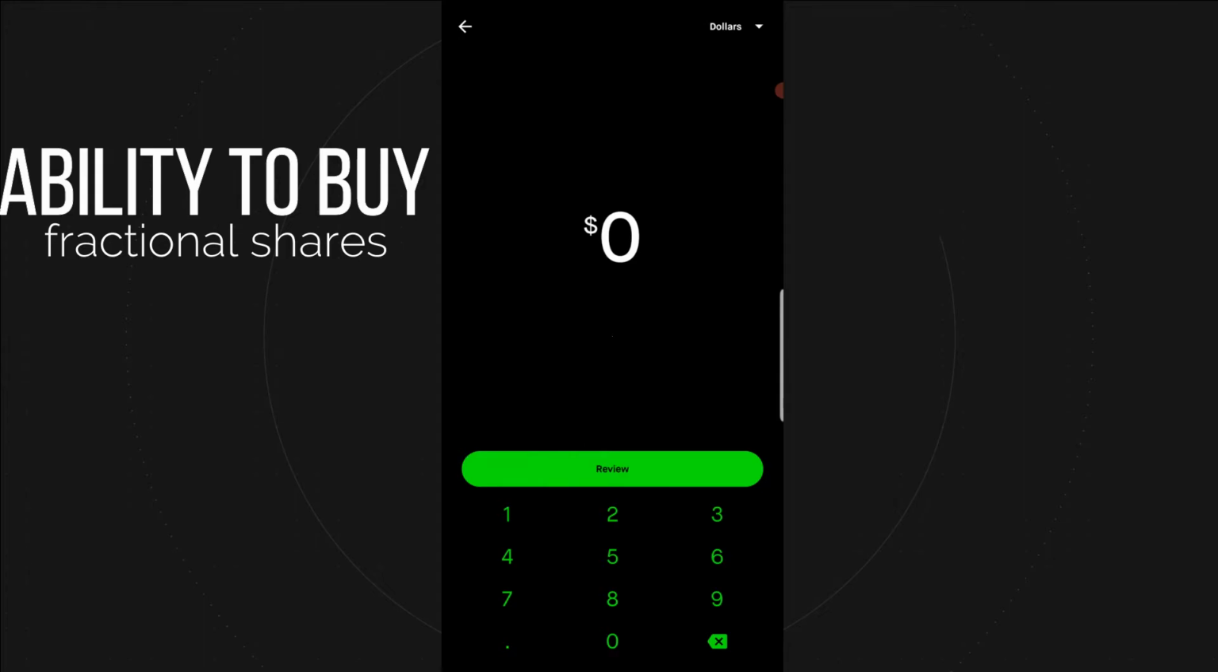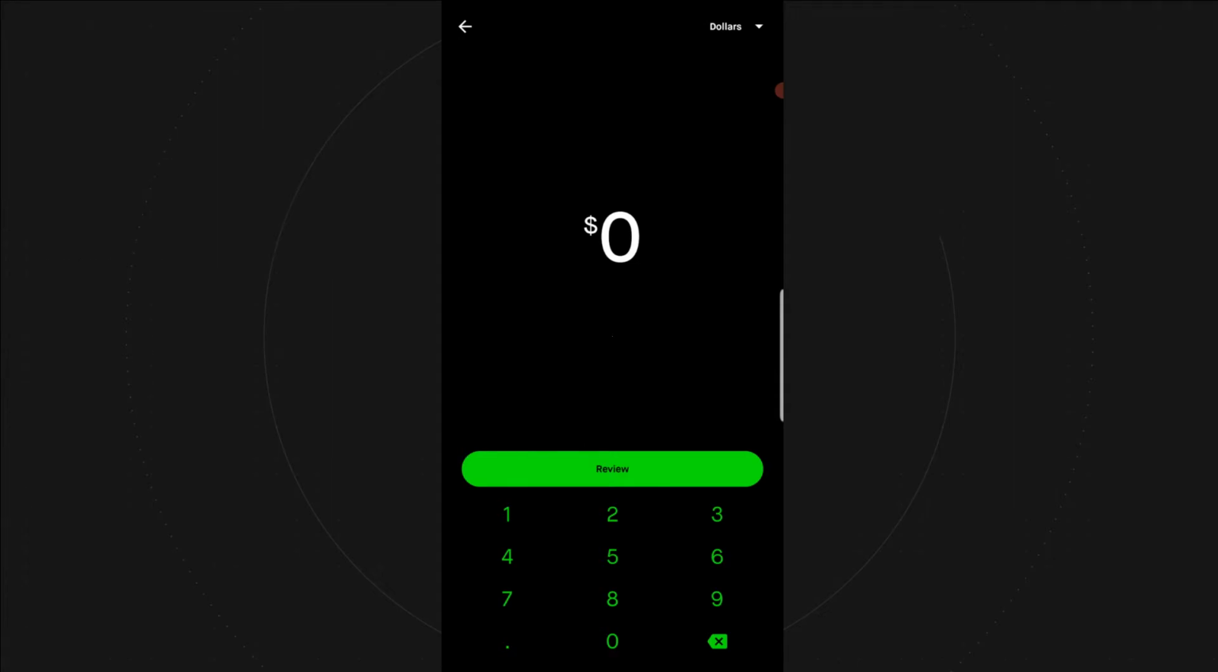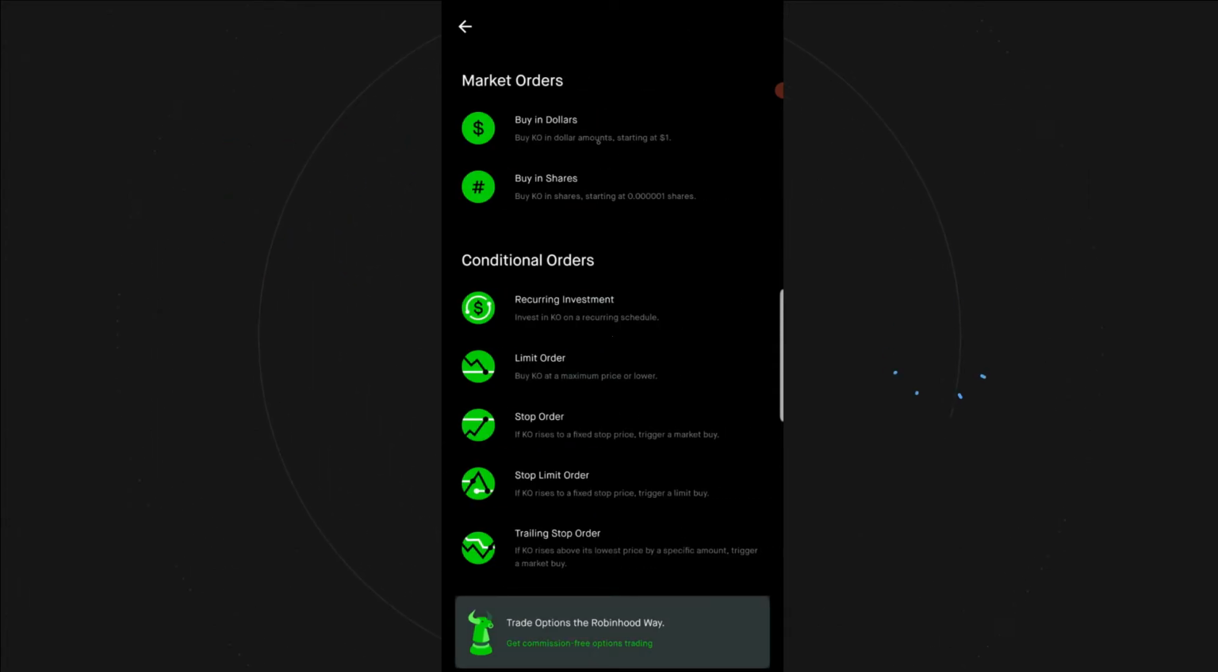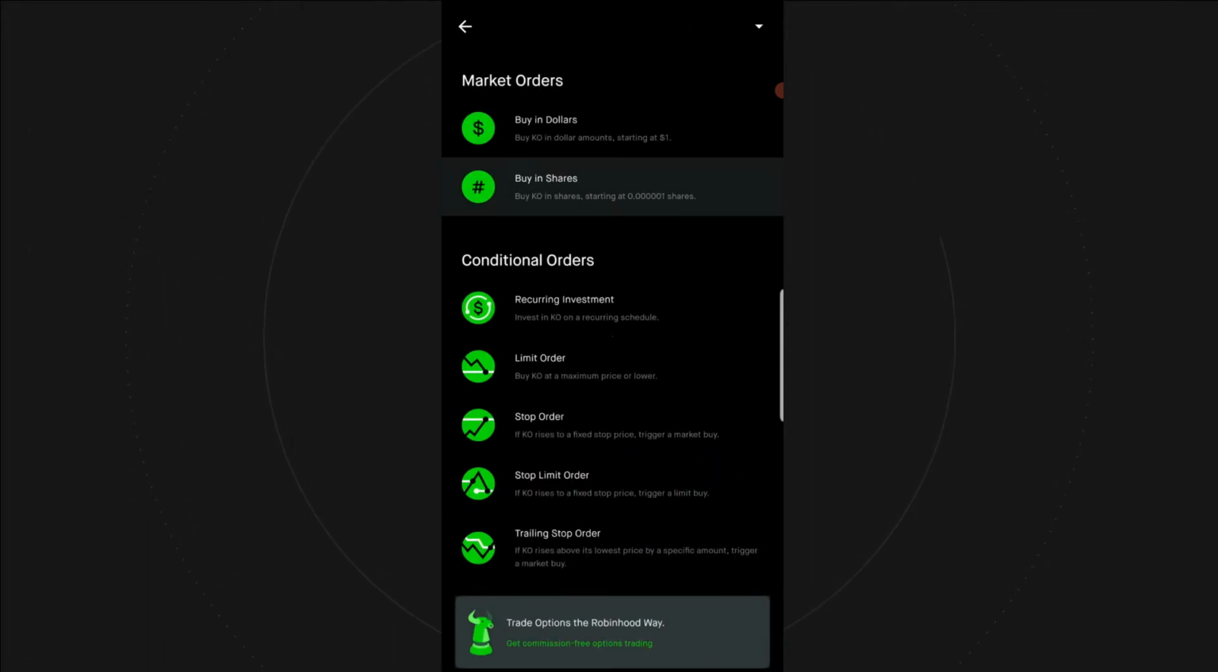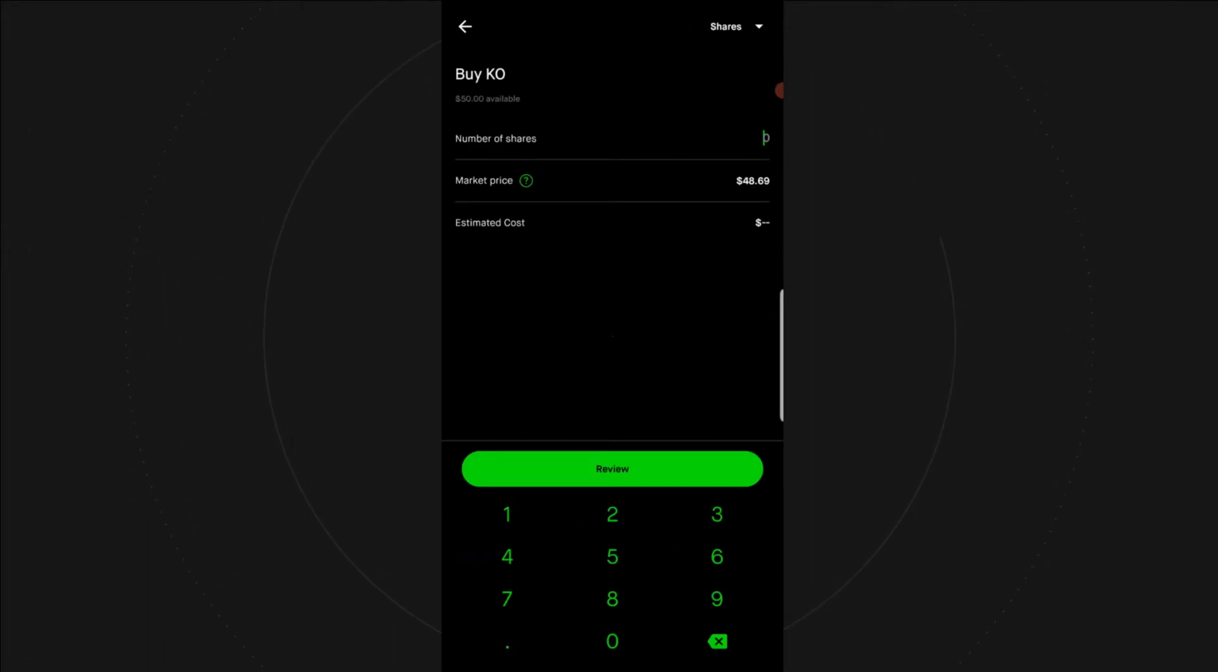So if you didn't want to buy the entire $48 stock of Coca-Cola, you could buy it in fractions. That way you can invest your money. If you didn't have $50 to invest, you only had, say, $5, you can still invest your $5 and put it towards this company if you believe they're a good company without having to buy the full stock. However, I like to do things by shares, so you simply go up here to where it says dollars, click on shares, and then you can type in how many shares you would want to buy.